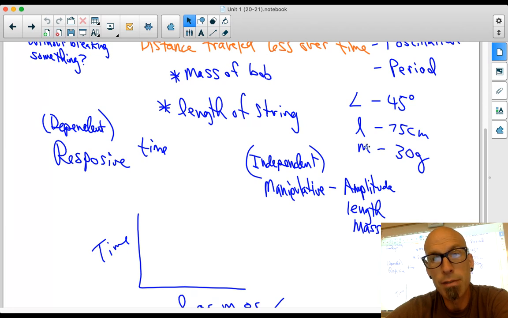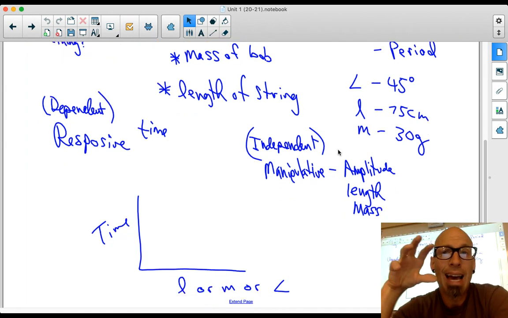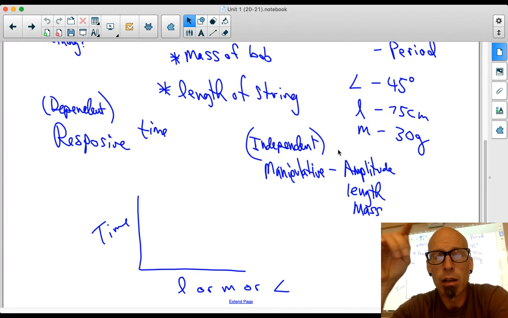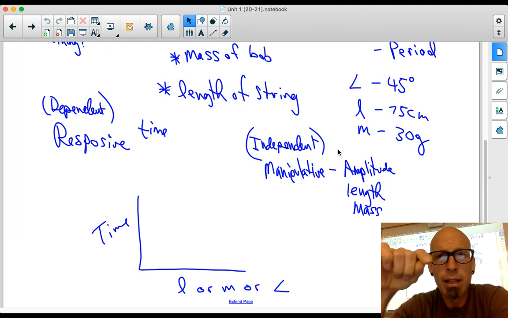Hope that makes sense. And then if you're changing the mass, well, then obviously 30 grams isn't going to be it. You're going to be changing it several times, but you're going to keep your length at 75 and your angle at 45. So these are like the control values for the variables that you're not changing, if that makes sense. Now, what I did is I asked each group in here to examine and collect some data for one of those 3 variables. So that's what we did.